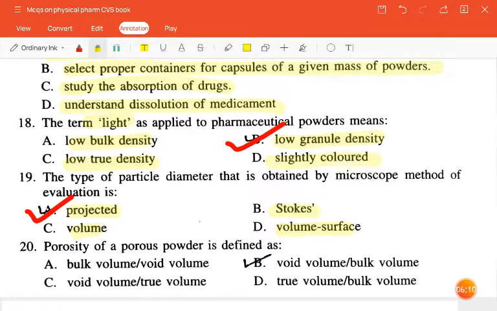The next question is: porosity of a porous powder is defined as bulk volume divided by void volume, void volume divided by bulk volume, or void volume divided by true volume divided by bulk volume. So the correct answer is void volume divided by bulk volume.